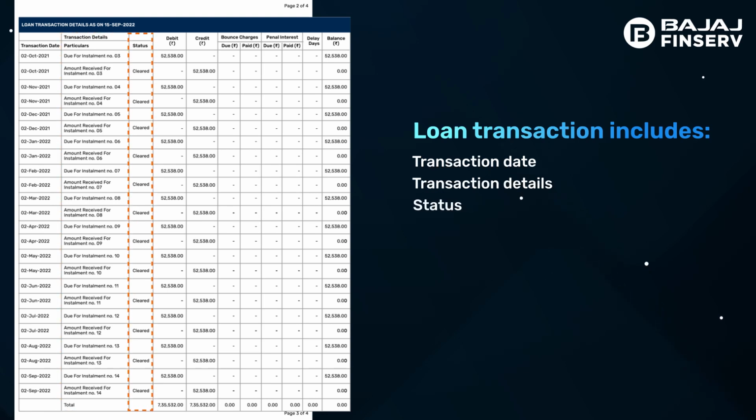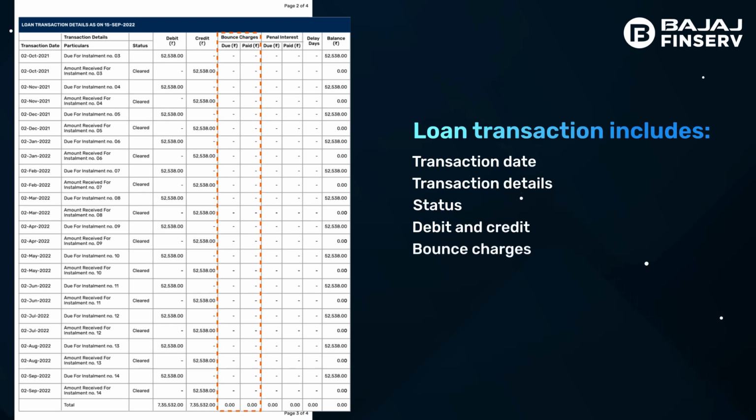Whether the installment was bounced or clear is visible under status. Under debit and credit, debit stands for the receivable amount, whereas credit stands for the amount that you have to pay. Bounce charges reflect under bounce charges due and paid column, and same is applicable to penal interest.